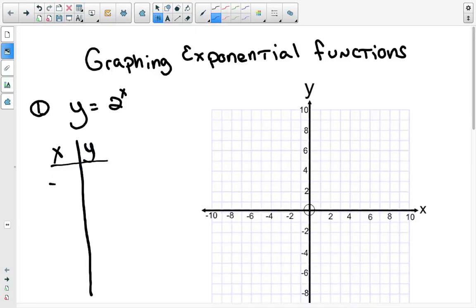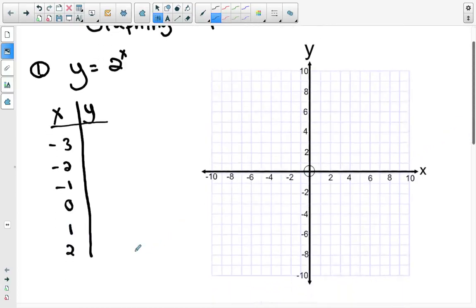So for this one, I'm going to tell you your inputs are -3, -2, -1, 0, 1, 2, and then I want 3 in there as well. All right, I'd like for you to pause the video now and evaluate this function, y equals 2 to the power of x, when x is these values. All right. Hopefully you've done that, and here come my answers.